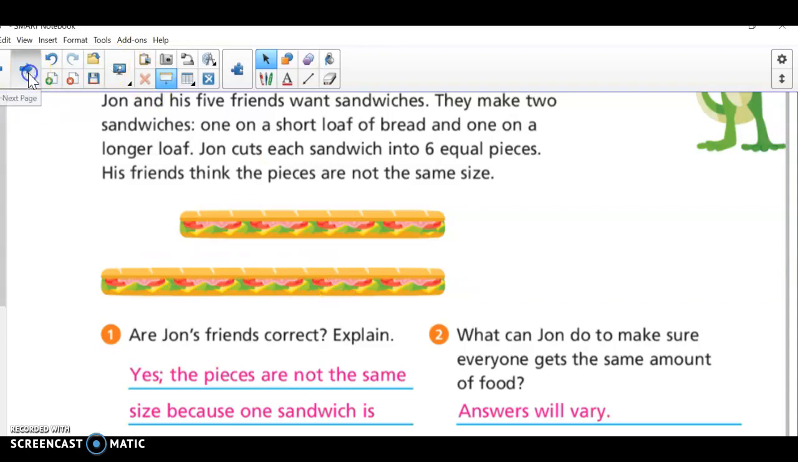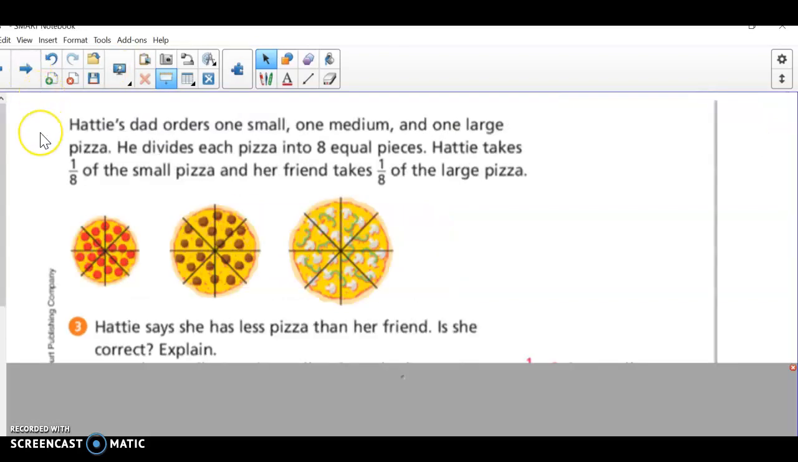Okay? Looking at the bottom half, Hattie's dad orders 1 small, 1 medium, and 1 large pizza. He divides each pizza into 8 equal pieces. Hattie takes 1/8 of the small pizza, and her friend takes 1/8 of the large pizza. Hattie says she has less pizza than her friend. Is she correct? So if this is Hattie's piece, and this is her friend's piece, is she right?